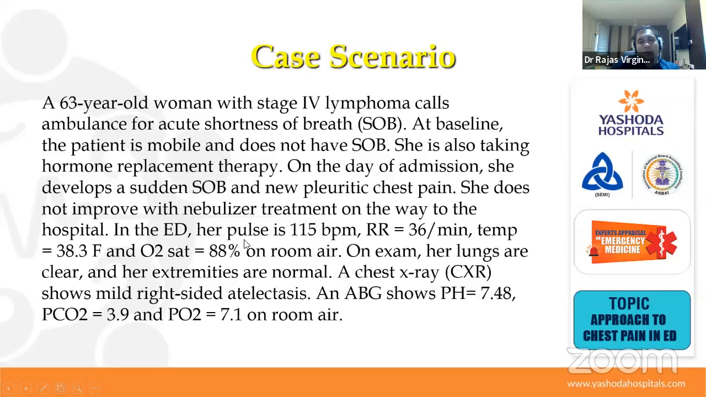In the emergency department, her pulse is 115, so she's tachycardic. She's very tachypneic at 36 per minute. She's slightly febrile at 38.3. She's hypoxic on room air at 88. But on exam, her lungs are clear and extremities are normal. Her chest X-ray shows very mild right-sided atelectasis, and an ABG shows some hypoxia, with CO2 of 7.1 on room air.